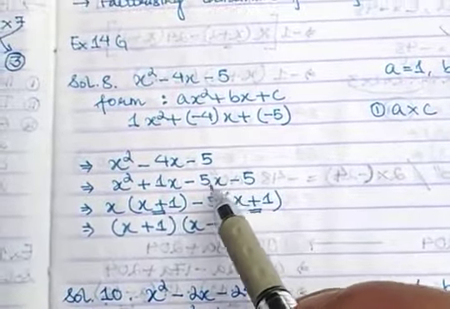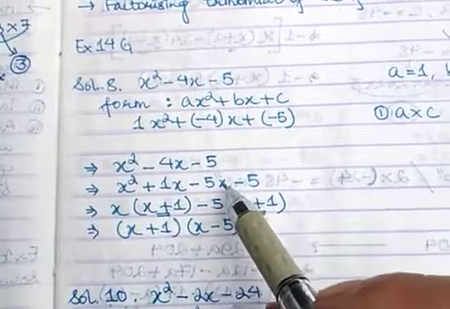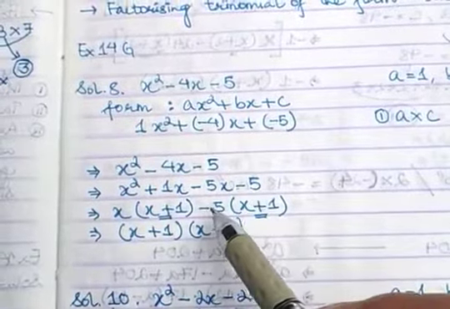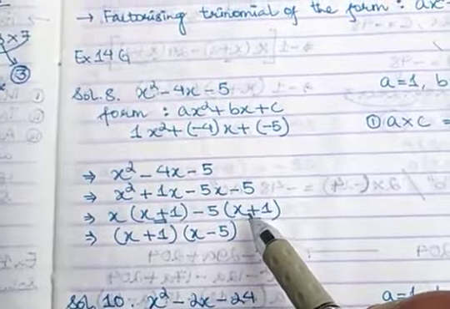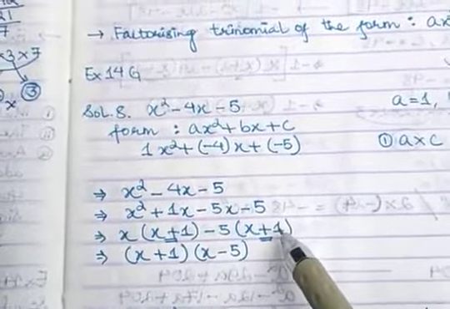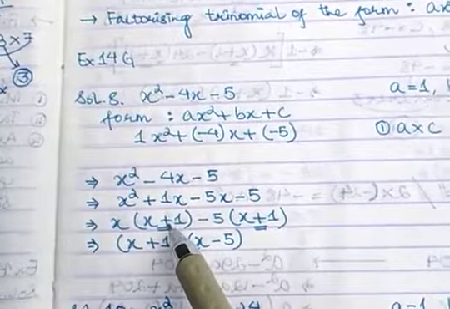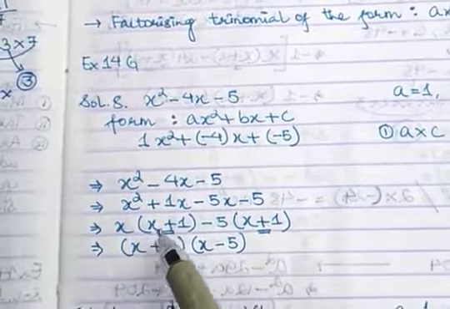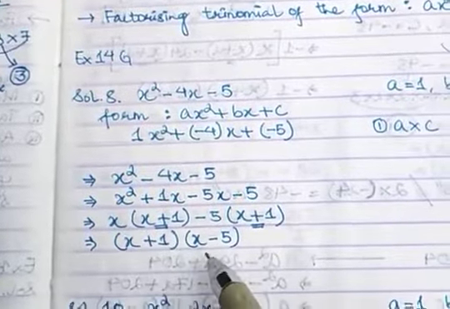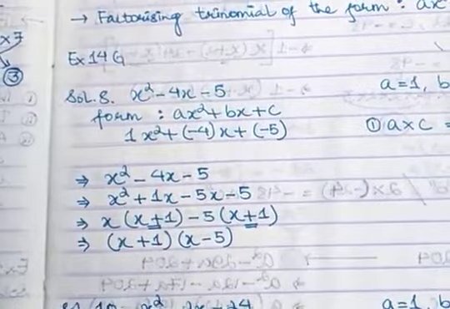From the third and fourth terms, I can take minus 5 as common. What will be left from the third term? x. The sign will change because we have taken the negative as common, so this negative will change to positive. And since I have taken 5 as common, what will be left? 1. Now x plus 1 is common. Once I take x plus 1 common, what's left from the first term is x, and from the second, minus 5. So we got the factors and we are done here.